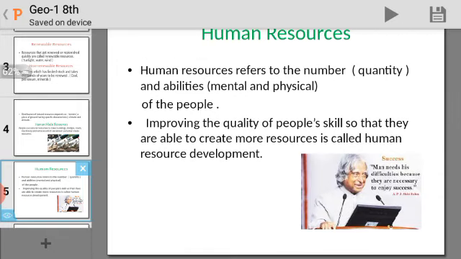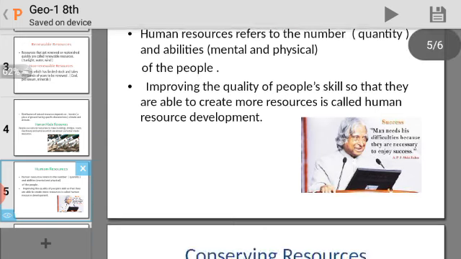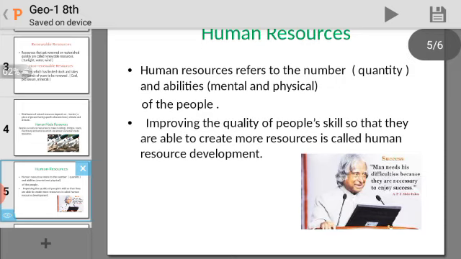our country. So here human resources, in the sense the persons who have skills and abilities, are considered as human resources. And improving the quality of people's skills so that they are able to create more resources is called human resource development.